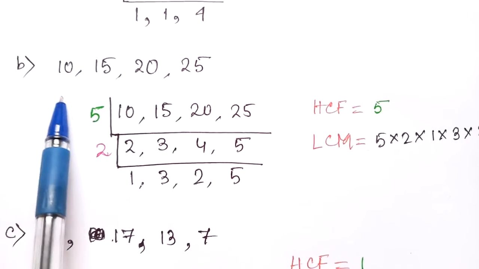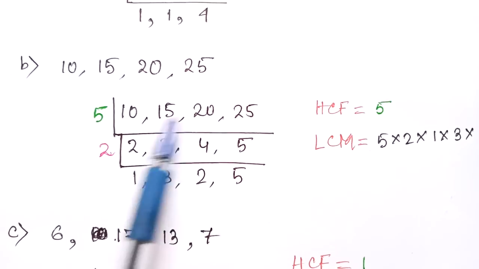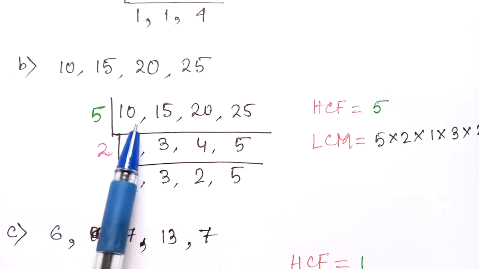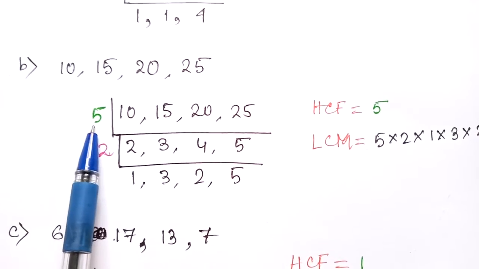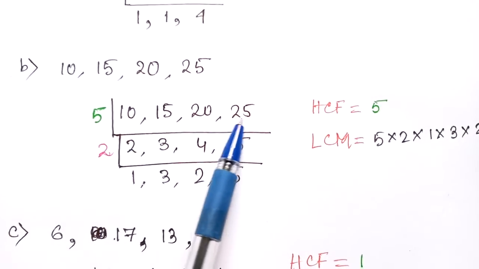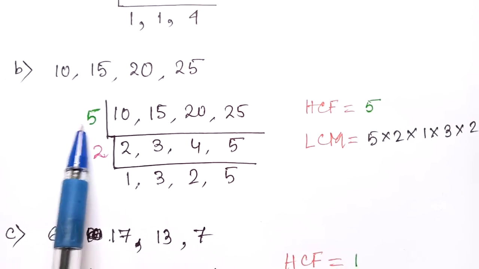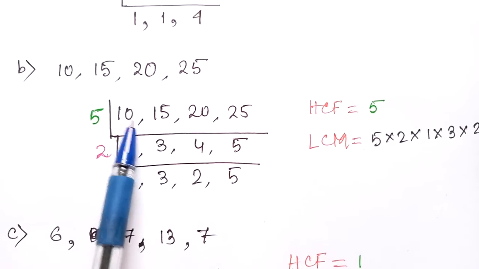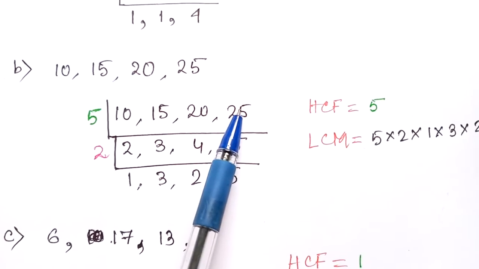Now come to example number 2, that is 10, 15, 20 and 25. 10 and 20 can be divided by 2 but not 15 and 25. So we divide by 5 as all these four numbers, 10, 15, 20 and 25, are divisible by 5. Okay, so we get 2 from 10, 3 from 15, 4 from 20, 5 from 25.